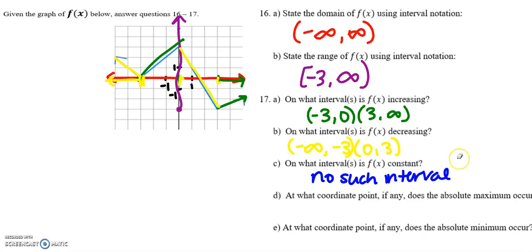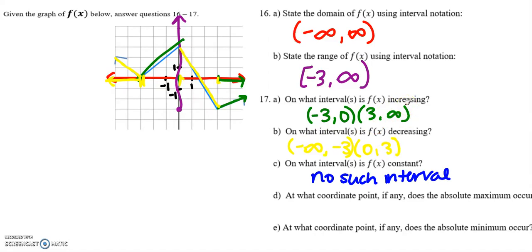So something to note here. We said our domain was negative infinity to infinity. That means that our increasing, decreasing, constant intervals have to cover that whole interval, because your function is doing one of those 3 things at all times. It's either increasing, decreasing, or being held constant. So negative infinity to negative 3, negative 3 to 0, 0 to 3, 3 to infinity. I've covered from negative infinity to infinity.